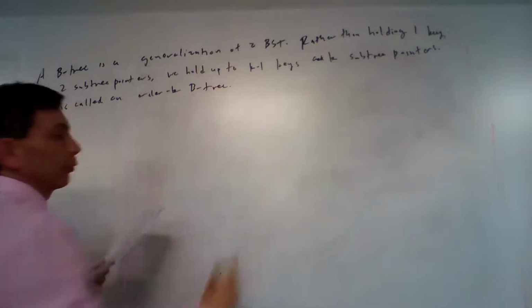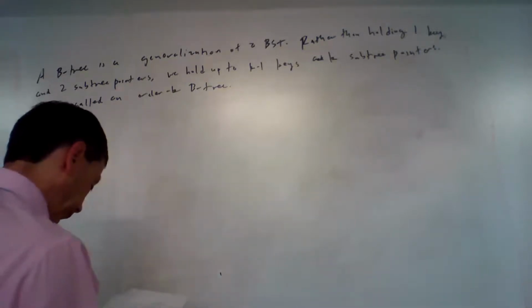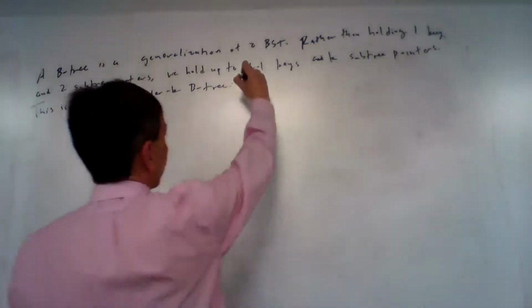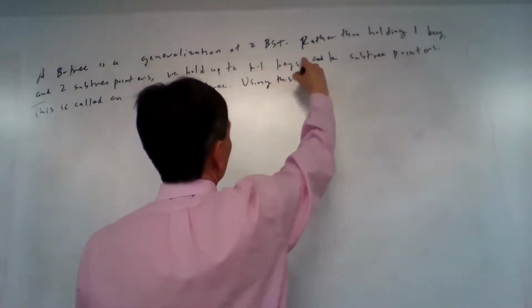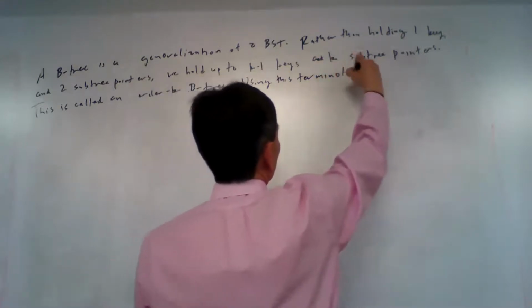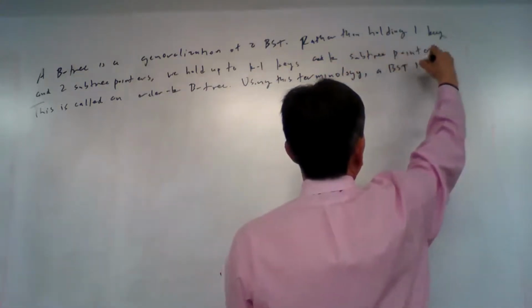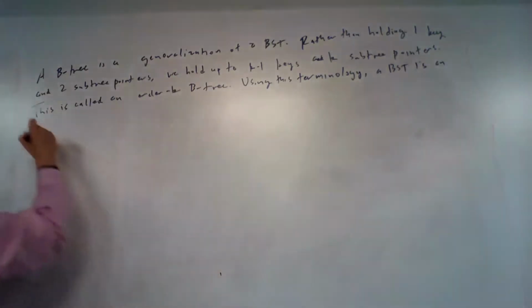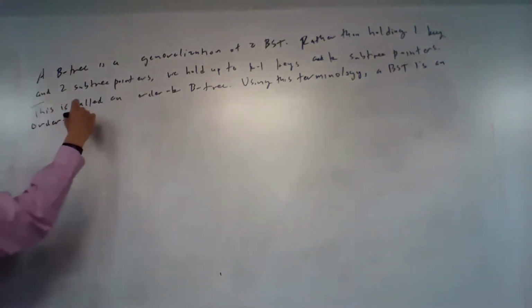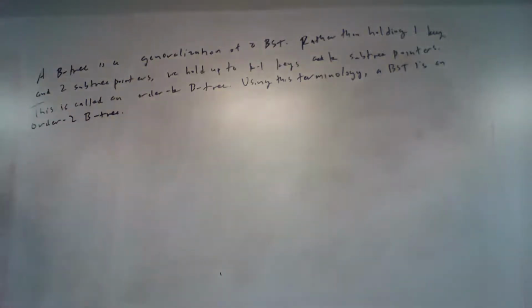And that's what you need to remember: if I tell you we have an order 5 B tree, that means every node holds 4 values, 4 keys and 5 subtree pointers. Okay? So using this terminology, a BST is an order 2 B tree. And that's the smallest order you can have. So it has 1 value and 2 subchild pointers. Okay? Because k equals 2 here.